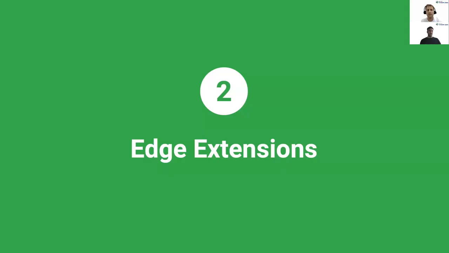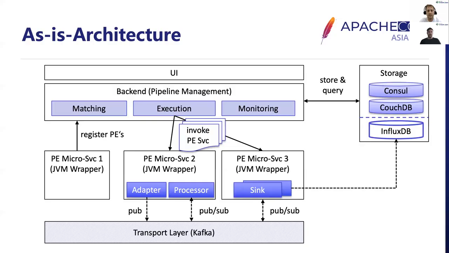All right. So the first part of the new kits for StreamPipes is going to be the Edge extensions. And I would like to start with a deeper look at how the architecture of StreamPipes looks today. So basically from the top to the bottom, we start with a UI, which you have previously seen, or have been presented by Dominic.